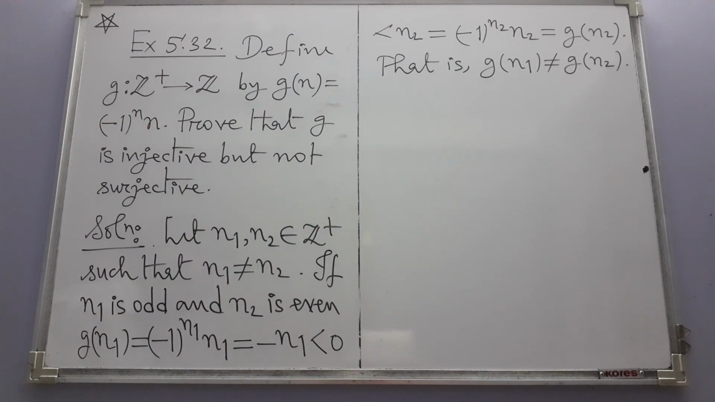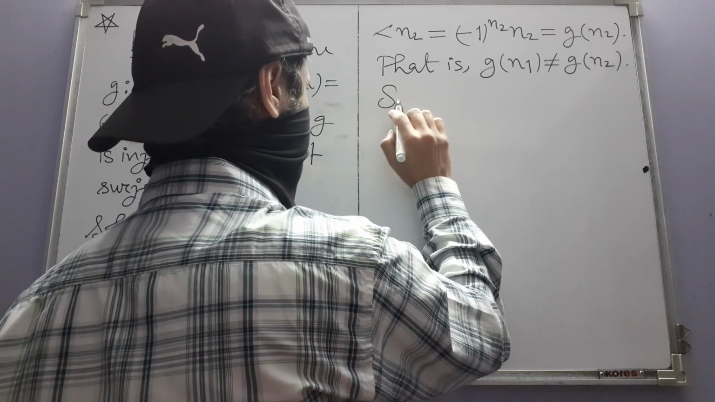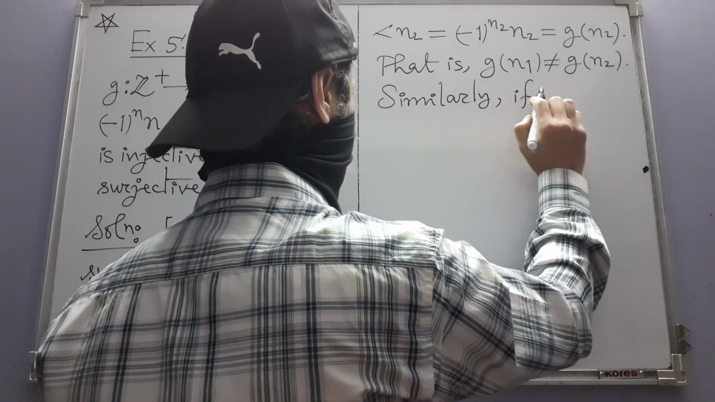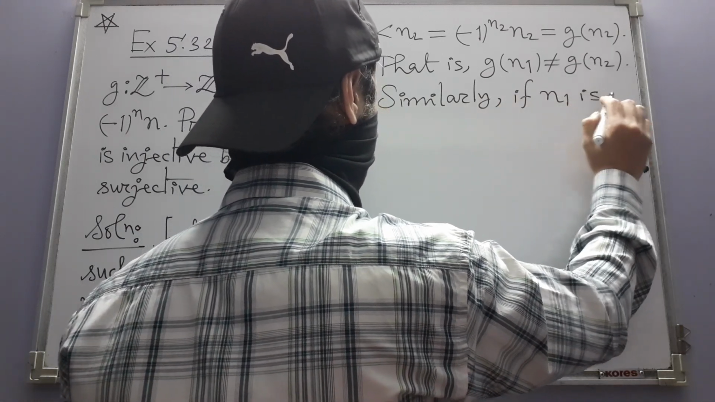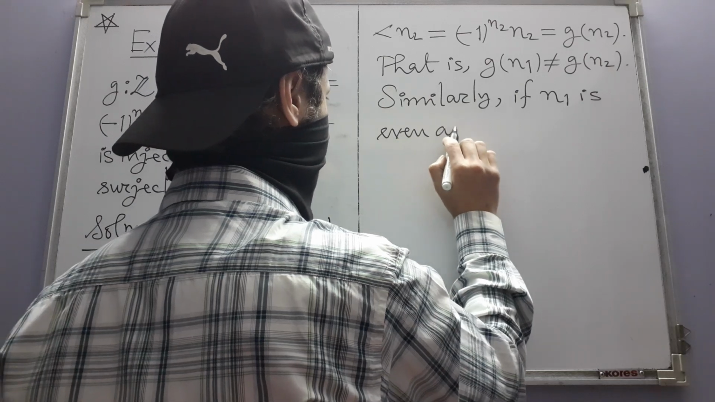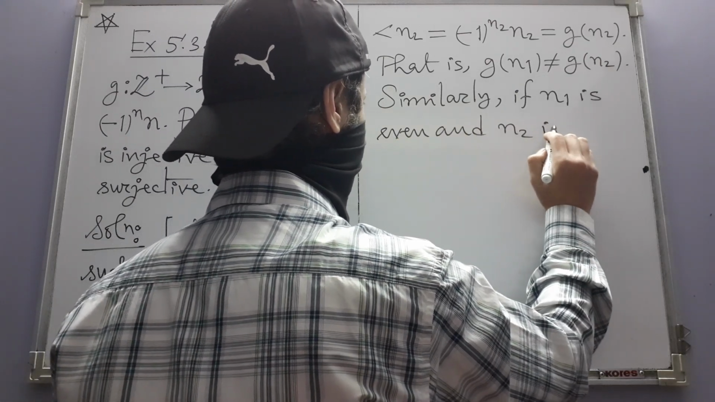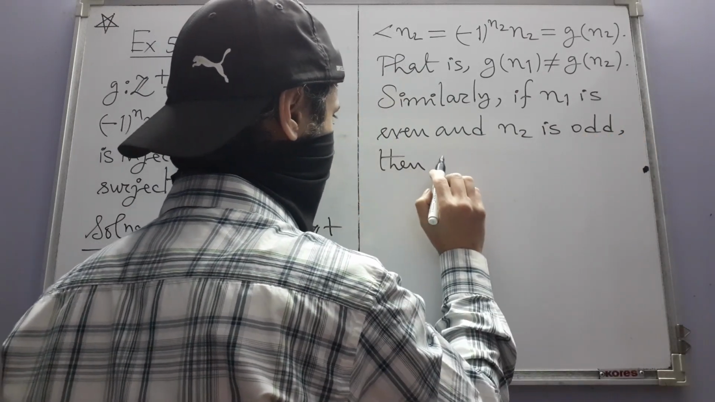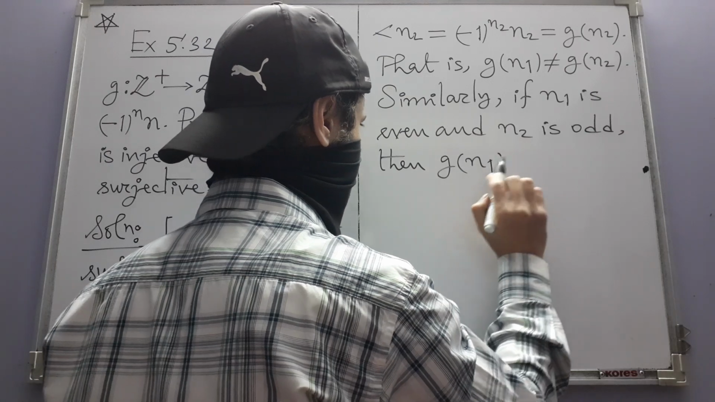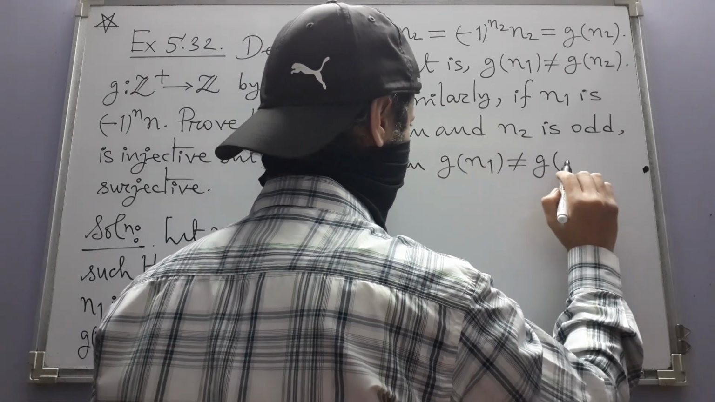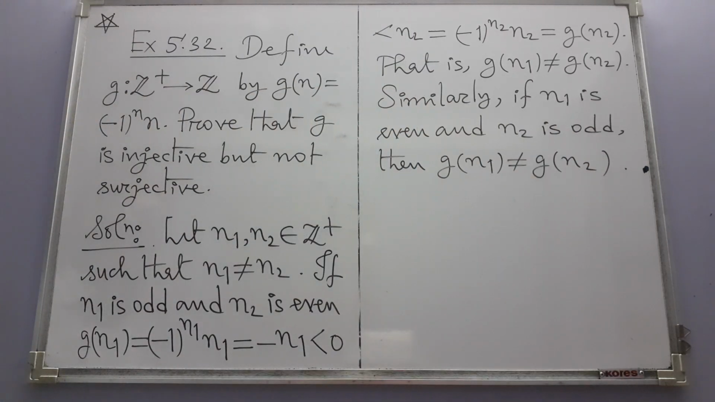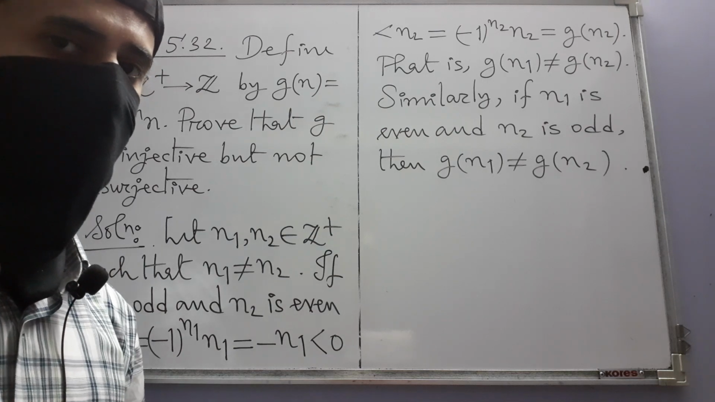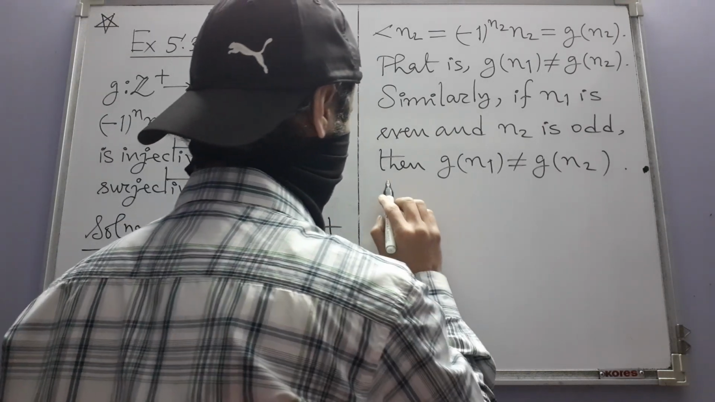Similarly, if n1 is even and n2 is odd, then also they are different. I mean their g images are different. So that leaves us with two more cases. In one of them, both are odd and in the other, both are even. Let's consider the odd first.